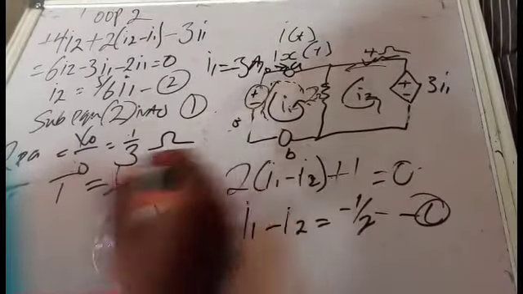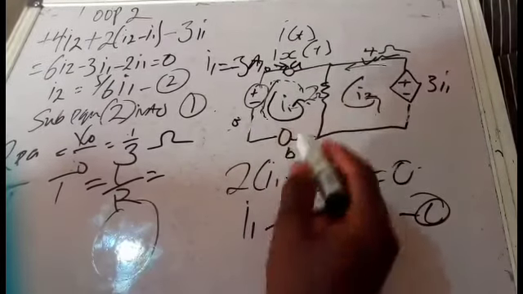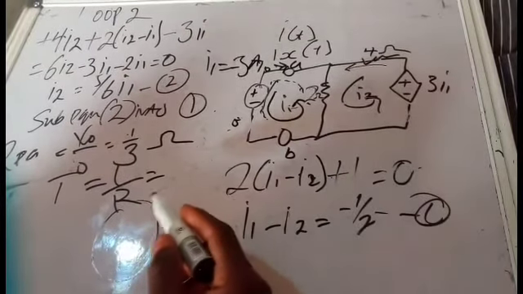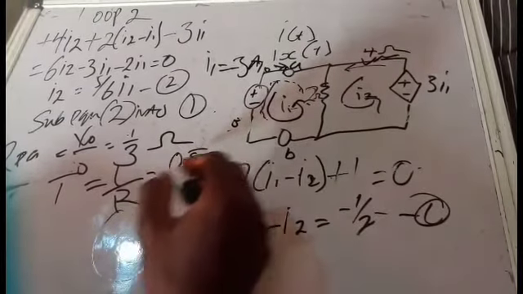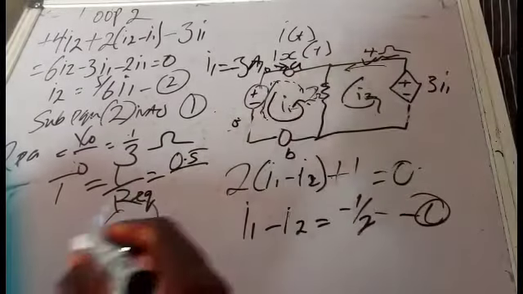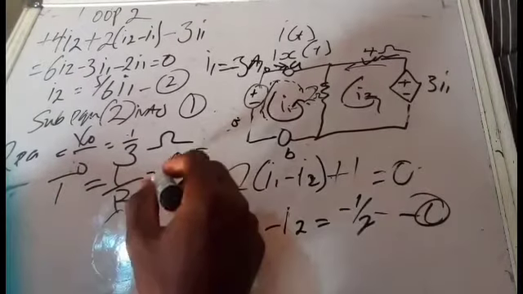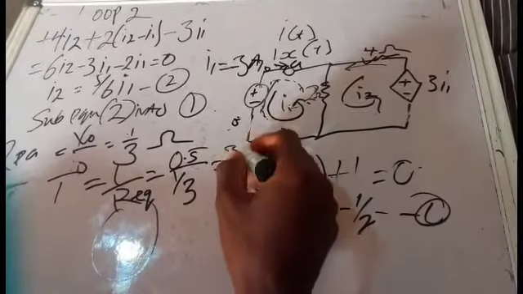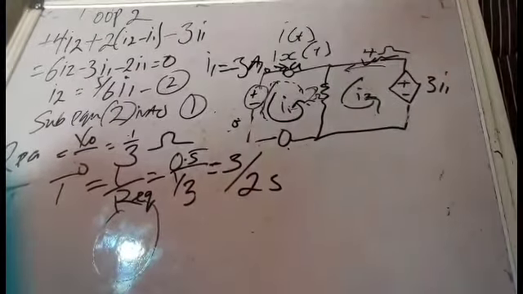What is our L in this case? Our L is 0.5 over our resistance. This is the equivalent resistance. You see now where it is being needed. Can you now understand what is happening here? It is equal to 0.5 over 1 over 3, which gives us 3 divided by 2. So our time constant is 3 over 2 seconds.